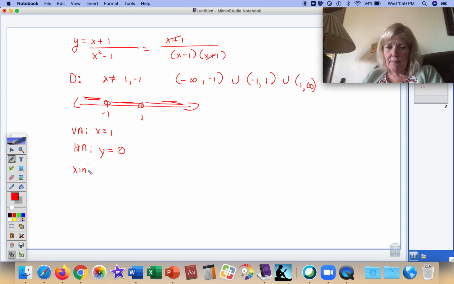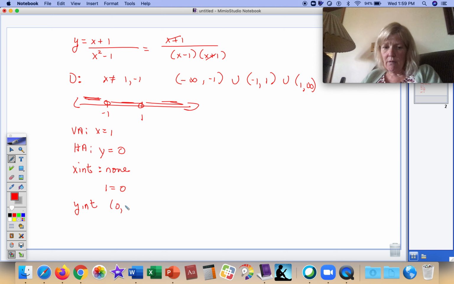The x-intercept, we set the numerator equal to 0 after we've canceled out the factors. So you have 1 equal to 0, which is unsolvable. So that means the x-intercept is none. The y-intercept, you set x equal to 0, so you get negative 1. So that is 0, negative 1. And then the hole we can see is at negative 1. Take that negative 1 and put it into what's left here, which is 1 over x minus 1. So 1 over negative 1 minus 1 is negative 1/2.